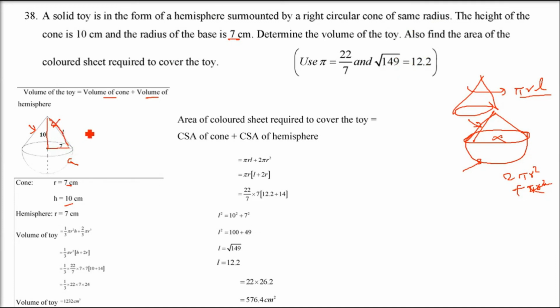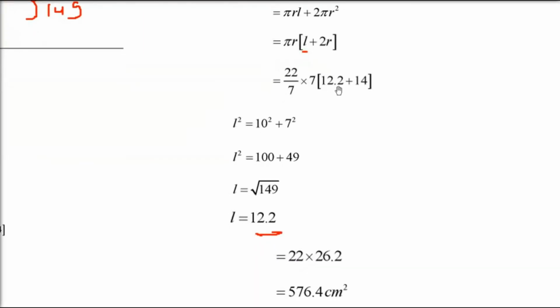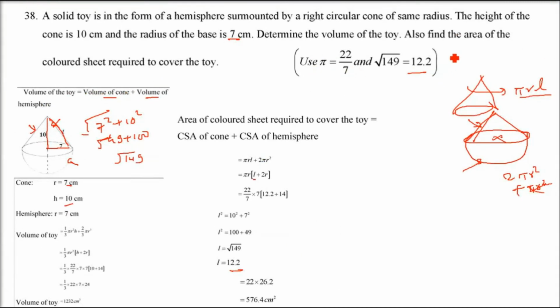This is 10, this is 7. What is the hypotenuse? It's 7 square plus 10 square. 7 square is 49, 10 square is 100. Under root 149 it will be 12.2. So L is 12.2. Now put it here, L equal 12.2. Now just put in the expression, 576.4 centimeter square is going to come. Right? So this is your curved surface area also.